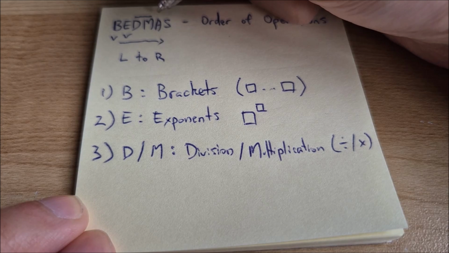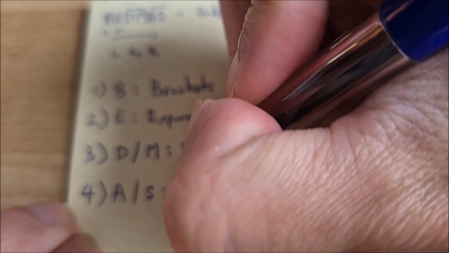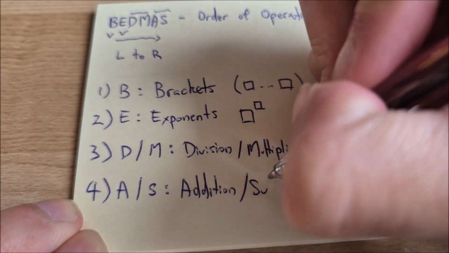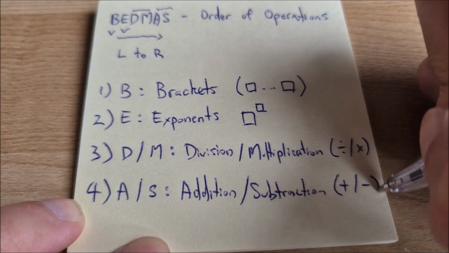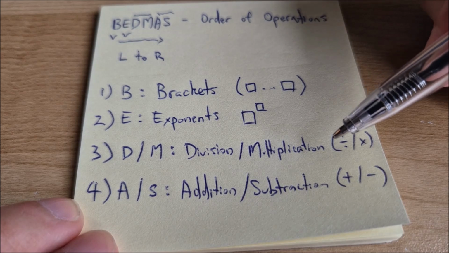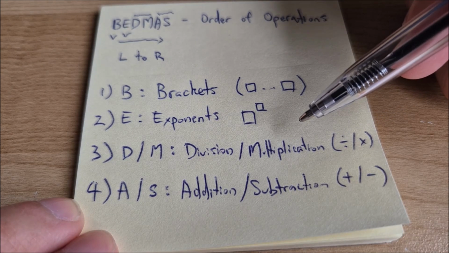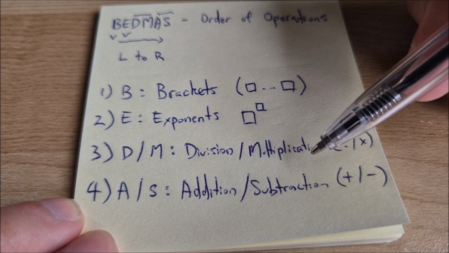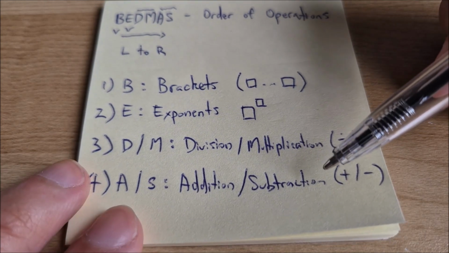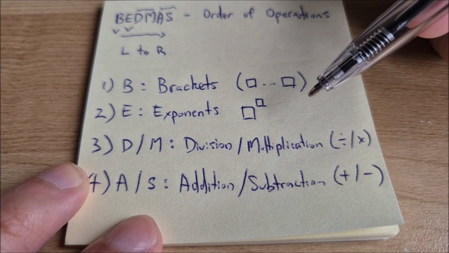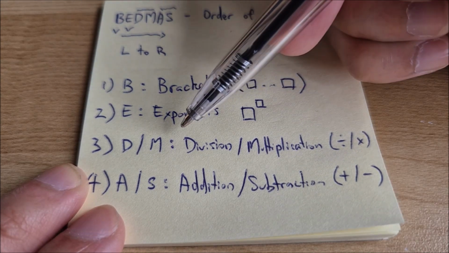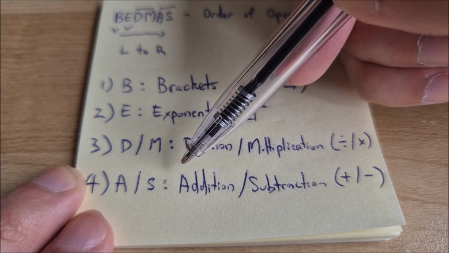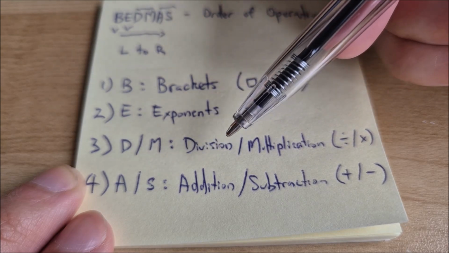And then the last one would be A and S, which stands for addition or subtraction. And likewise, division and multiplication, addition and subtraction, they go together. So addition and subtraction have the same priority, and division and multiplication have the same priority. But division and multiplication always comes before addition and subtraction.